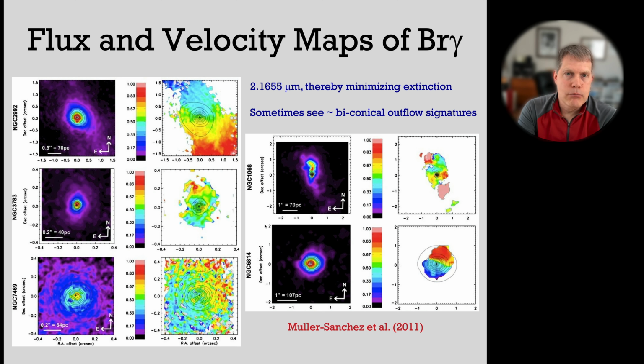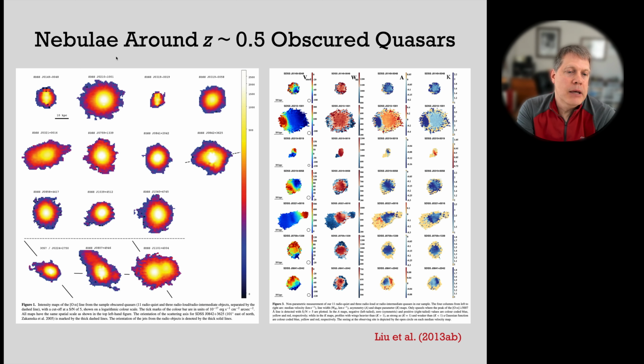If you go up to even more luminous systems, people have also now done detailed measurements of [O III] emission around luminous obscured quasars at redshifts of about a half. And here you can see these very large [O III] nebulae. For scale, this bar represents 10 kiloparsecs consistently across all these images. And look at these impressive [O III] nebulae that people see around obscured quasars.